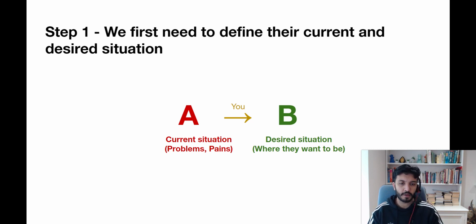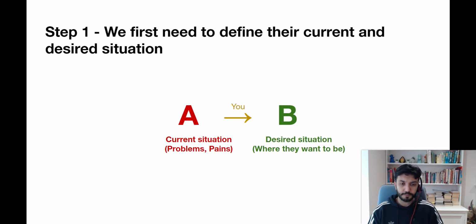Right? Where are they struggling right now? They all want to get to point B, which is their desired situation, the result that they want, the outcome that they want, where they want to be. I call this the island of heaven. Now, what a lot of people get confused by is they think you as a service provider is B. You are the result they want. They come to you and they get the result they want.